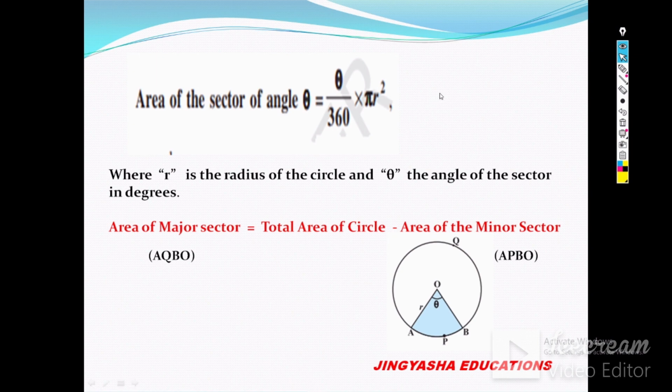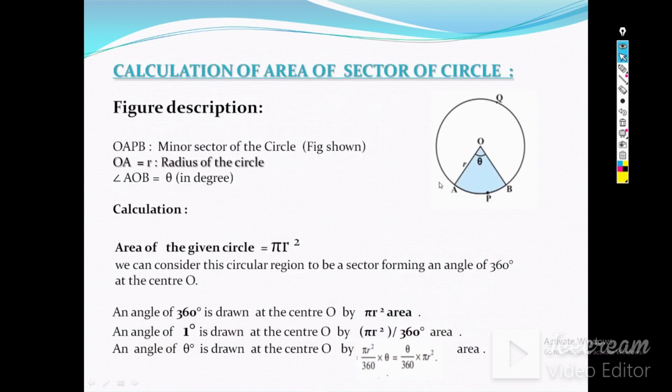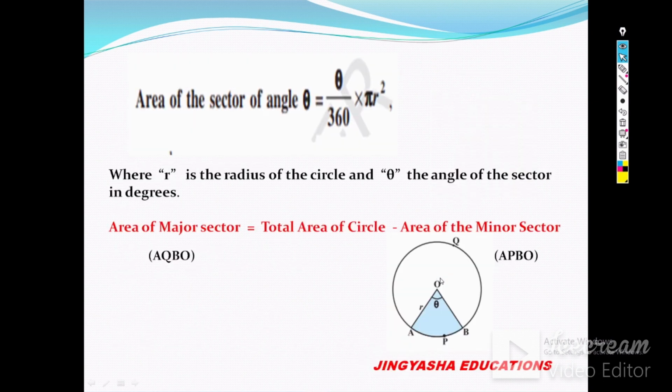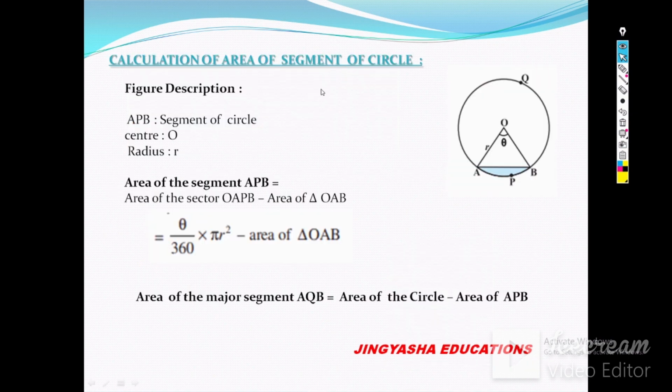See, when we draw a sector, you get another sector, that is the major sector, which is complementary to the minor sector. So to calculate the area of the major sector, you simply take the total area of the circle and subtract the area of the minor sector, then you will get the area of the major sector. Now how to calculate the area of a segment of a circle?